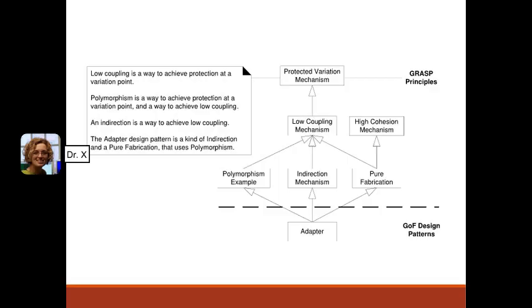So here you can see that the adapter design pattern is using a lot of the GRASP principles that we have discussed. It's an example of polymorphism, indirection, as I have already discussed, and pure fabrication. And this is a really nice picture that shows that polymorphism also leads to lower coupling, and indirection as well, and pure fabrication as well. And also pure fabrication can help with high cohesion. So we have already discussed this, and it's a very nice visual in this slide.